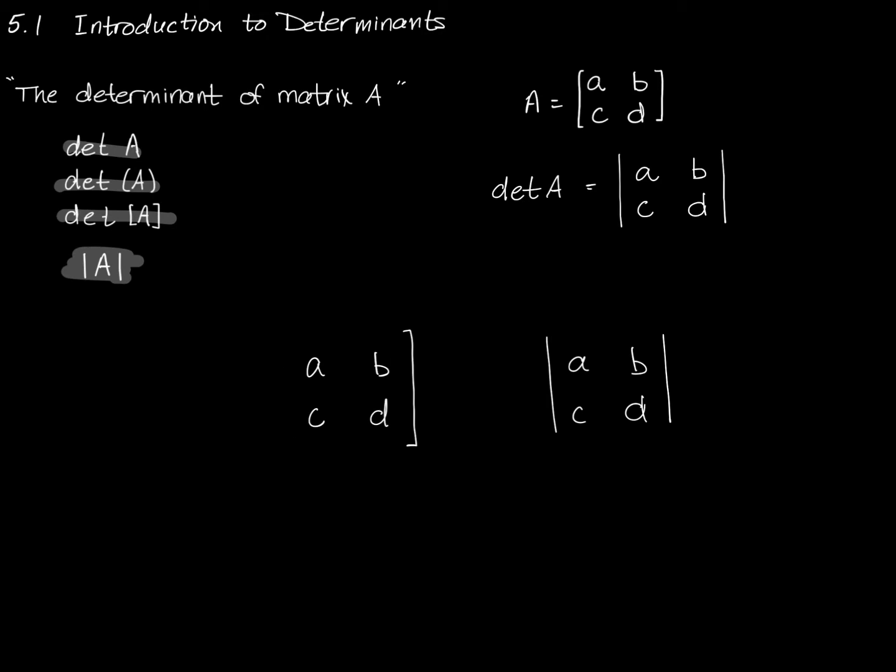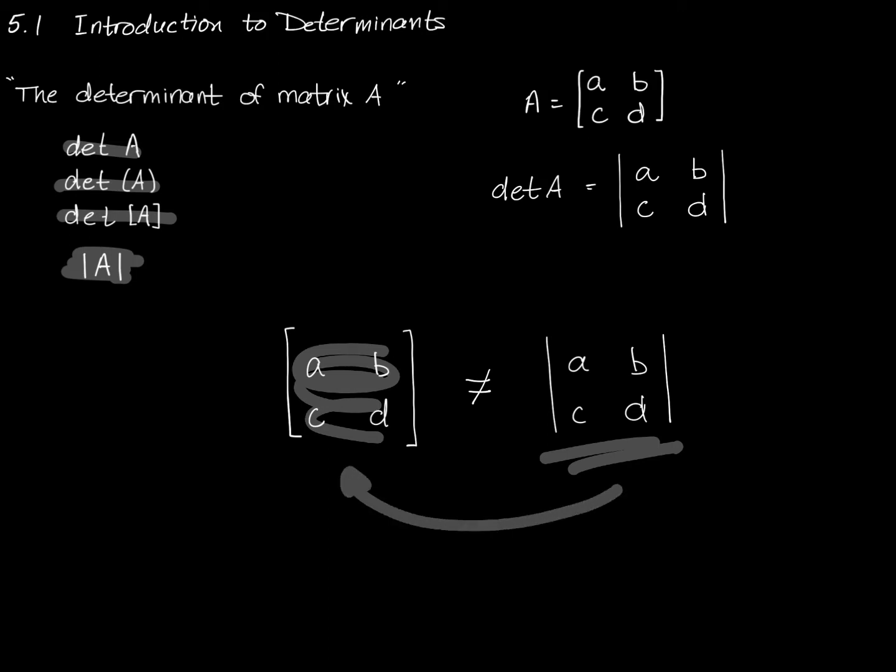In fact, I've not done a very good job of drawing that bracket. So we have to be very, very careful. This is not the same thing. This entity here is a matrix that has 4 components. This one is a numerical value once it's computed. It's the numerical value we call the determinant of that matrix. But these two things are not the same.